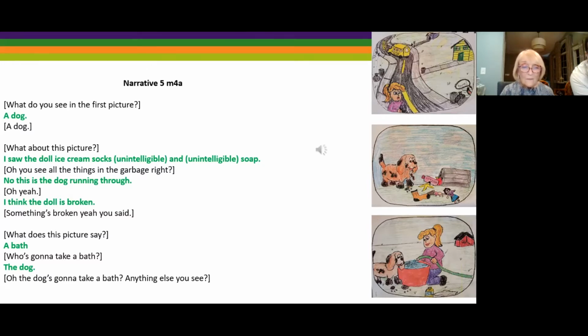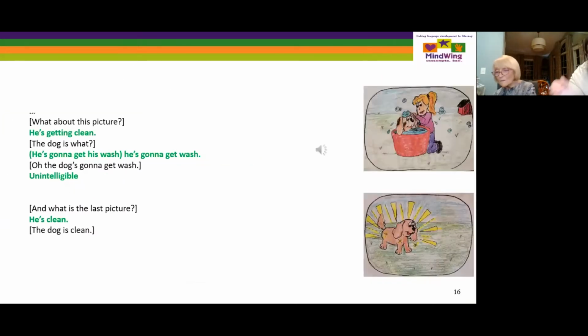Okay, what does this picture say? The dog. Who's gonna take a bath? Oh, the dog's gonna take a bath. Anything else you see? Okay, what about this picture? He's just clean. The dog is what? He's gonna get his wash. Oh, the dog's gonna get washed. And what is the last picture? He's clean. The dog is clean.